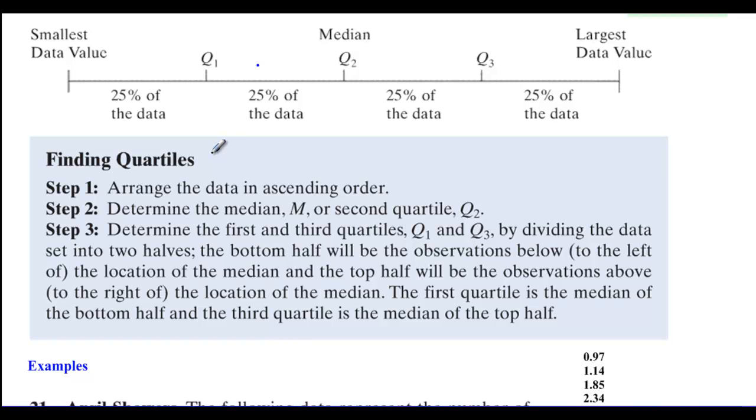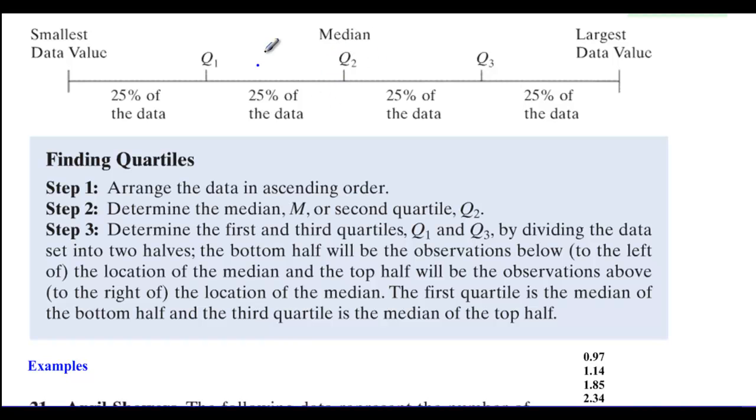So the first thing we're going to do is arrange the data in order, and then we're going to find the median. So this is just like what we talked about with the measures of central tendency when we were finding the median. We had to put all the information in order and then find the middle piece of data, or the average of the 2 middle pieces of data if there was an even number of pieces of data to begin with. So that's going to find our Q2. So the first number we're going to find is that Q2.